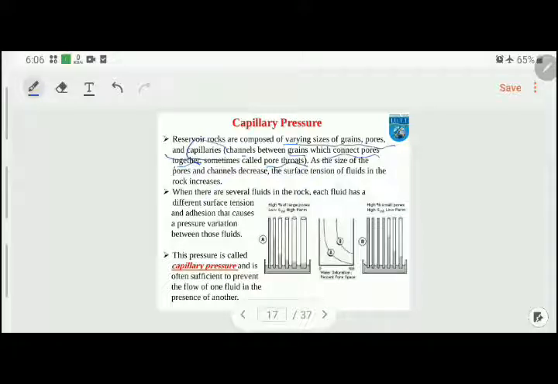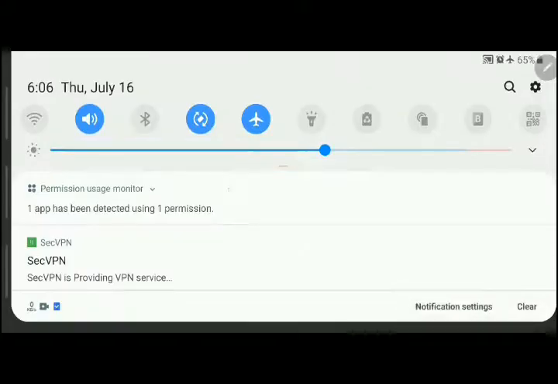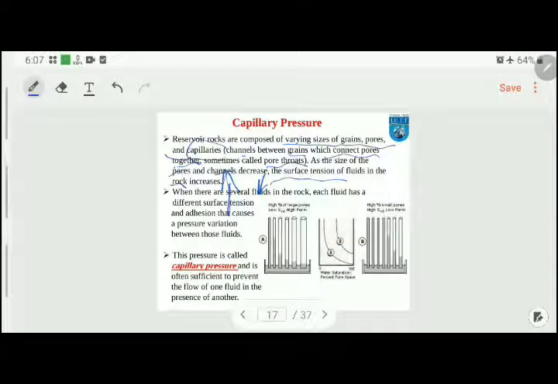So here, as the size of the pores and channels decreases, the surface tension of these fluids in the rocks increases. So when there are several fluids in the rocks, each fluid has a different surface tension, and adhesion, the property of sticking, in this reservoir rock causes a pressure variation between these fluids.